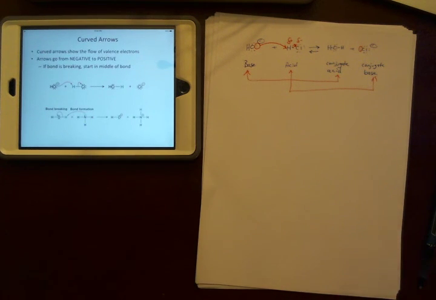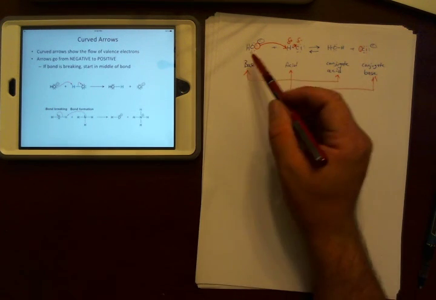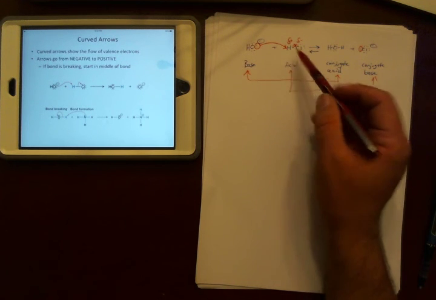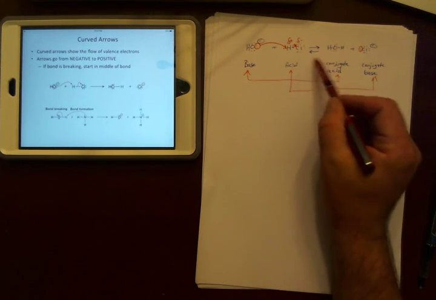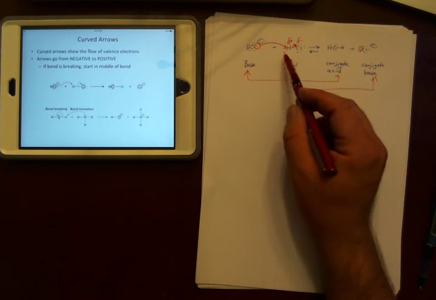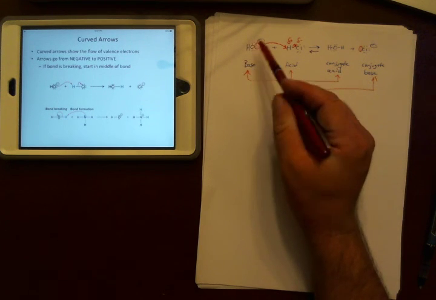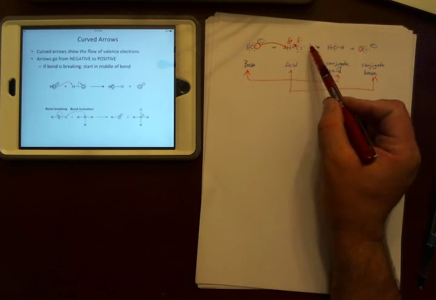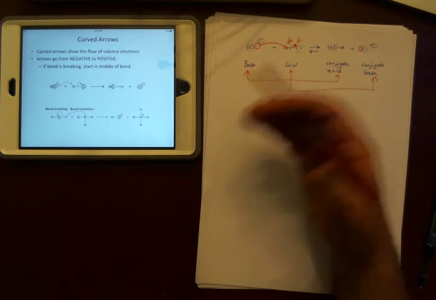Okay. Now you'll notice here I did what are called curved arrow mechanisms, and what those do is show where the electrons flow. As opposed to these straight arrows, which tell you what reactions are going on, the curved arrows show what the electrons are doing, and they usually go from the negative to the positive.